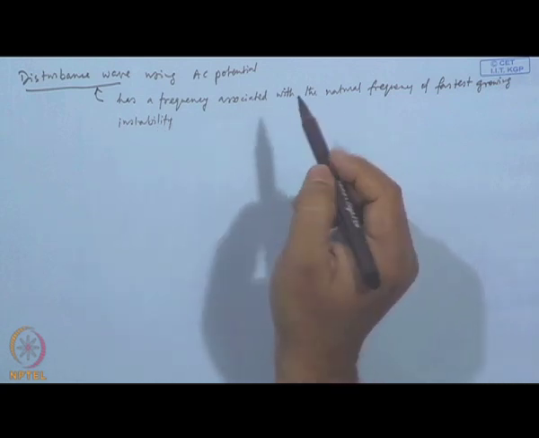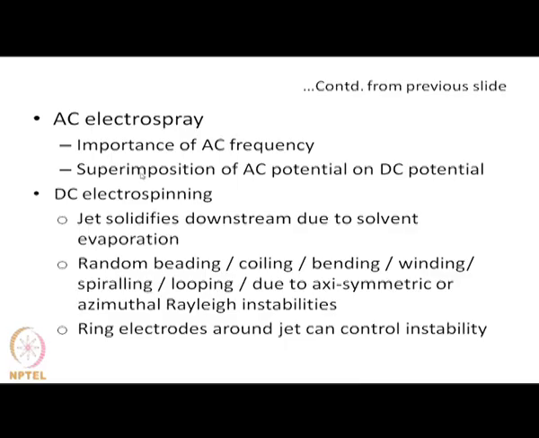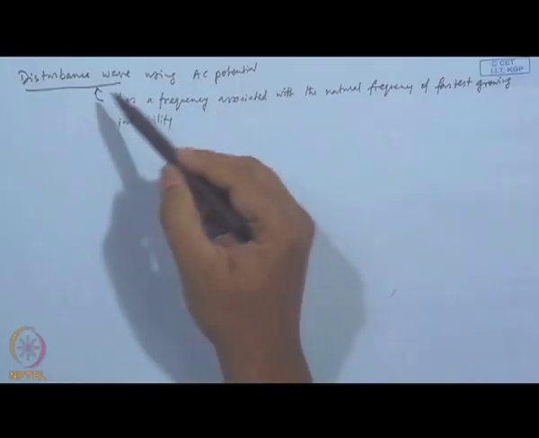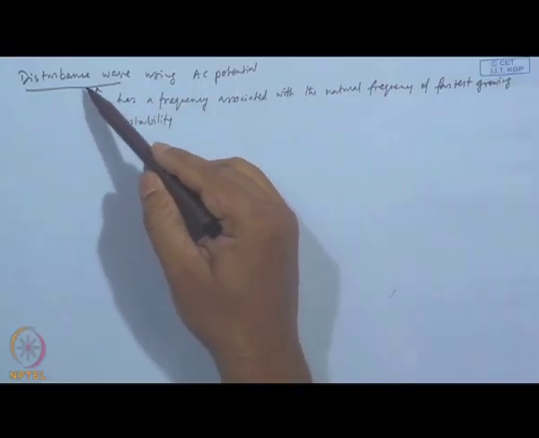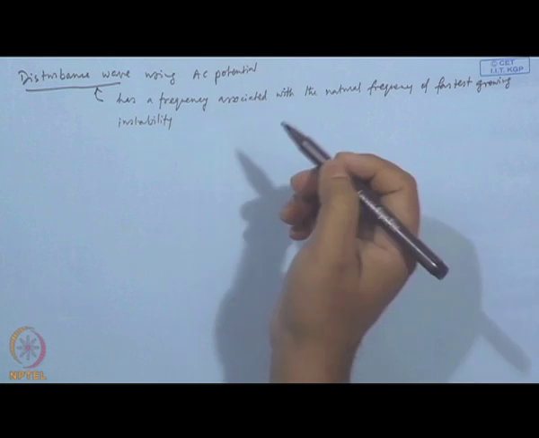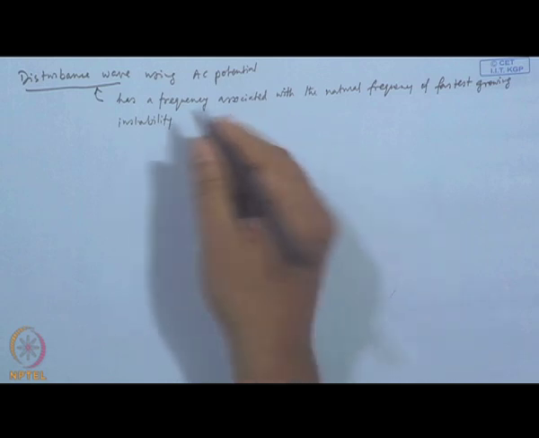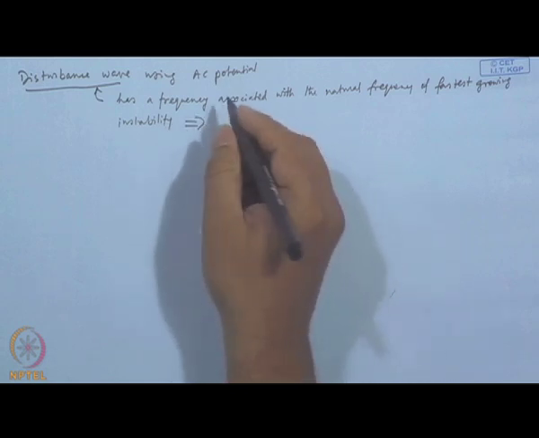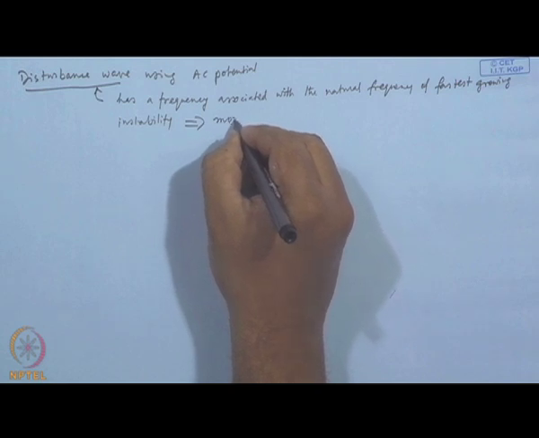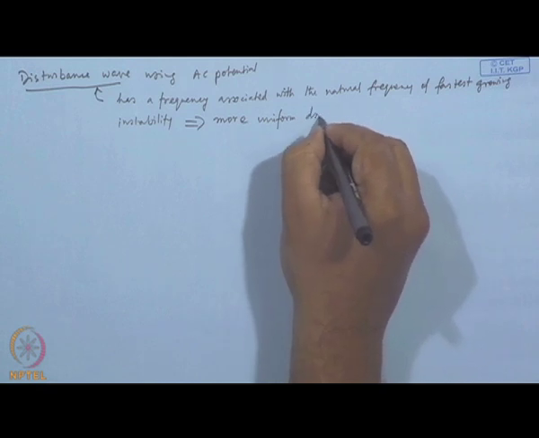Why will somebody do that? You are superimposing AC potential on DC potential. There is a DC potential existing, and on top of that you are creating a disturbance wave using AC potential at a frequency associated with the natural frequency of the fastest growing instability. The benefit here is more uniform drop size.